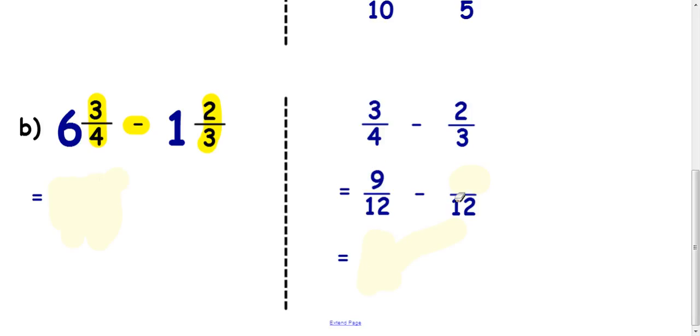What do you multiply 3 by to get 12? It's 4. Same to the top, and you get 8. So 9 12ths take away 8 12ths is 1/12. So just to go back to the question, we're doing the 6 take away the 1, which gives you 5. And then you've done your fraction part, which is a 12th. And that's your final answer.